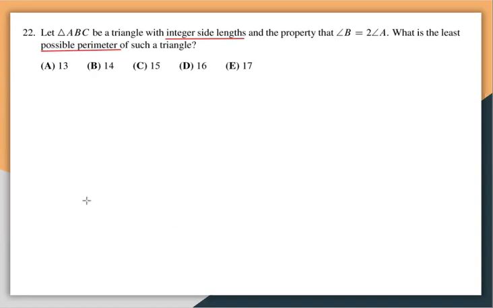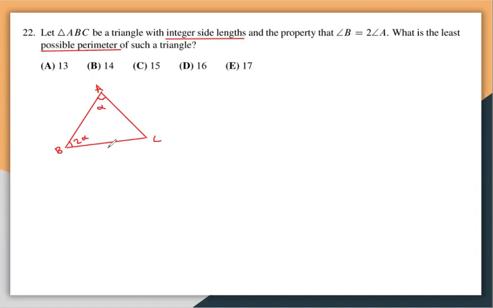Okay, so the question doesn't really have much information other than the integer sides and that one angle is twice the other. So I want to at least start by drawing a triangle. Let's say this is A, B, and C. Let's use the angle A. Let's say this measure is alpha. And if you double that, you will get angle beta. So that is twice as much.